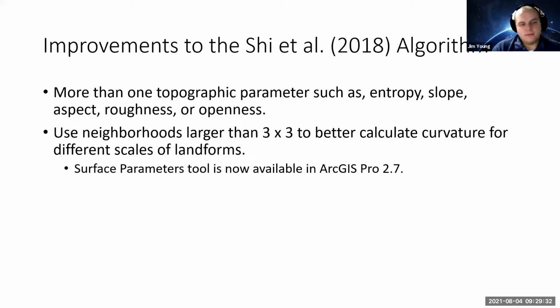So improvements that I would make to the Xi et al. algorithm is that I would definitely use more than one topographic parameter, such as entropy or slope or aspect or roughness. And then also I would use a neighborhood size larger than 3 by 3 to better calculate curvature for the different scales of landforms. And there's another mention that the surface parameters tools is available in ArcGIS Pro 2.7.